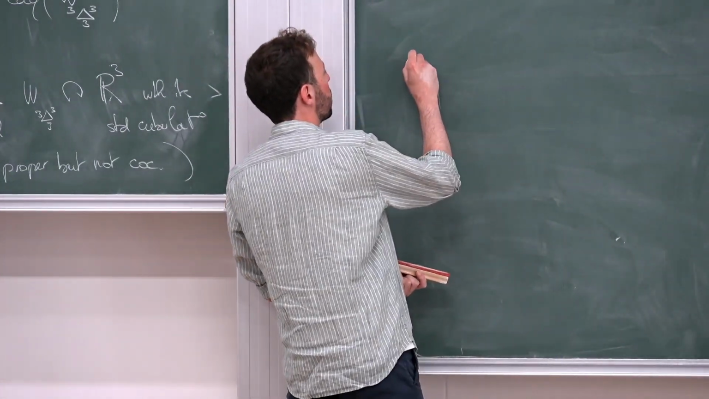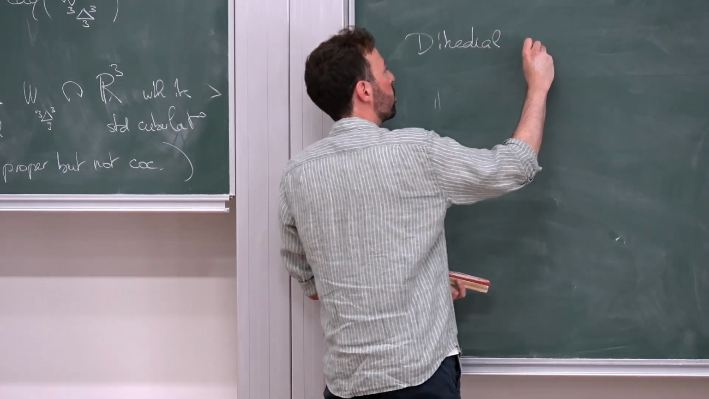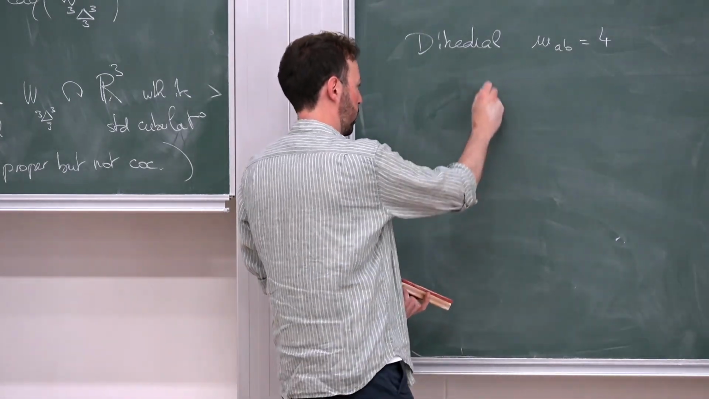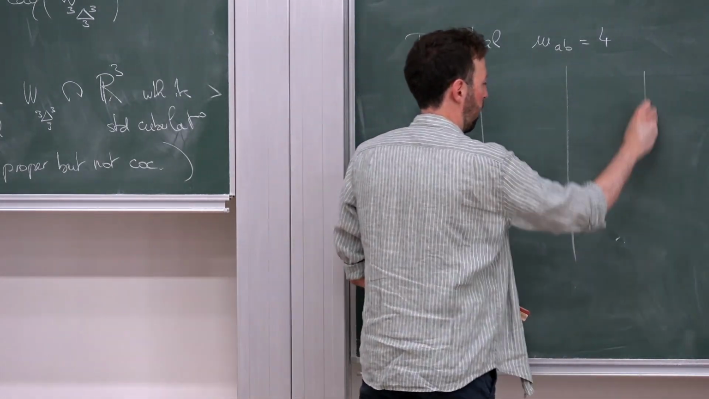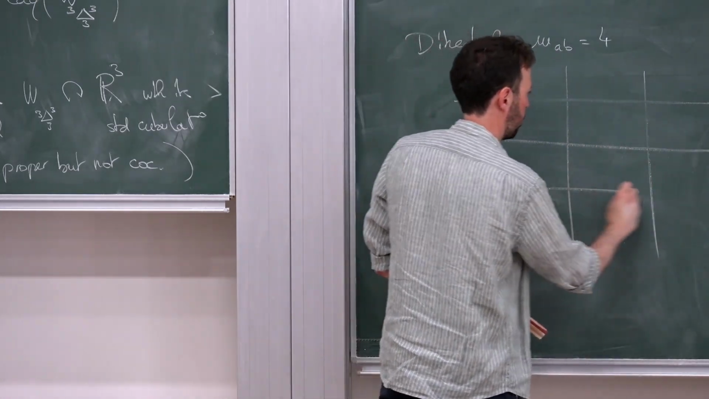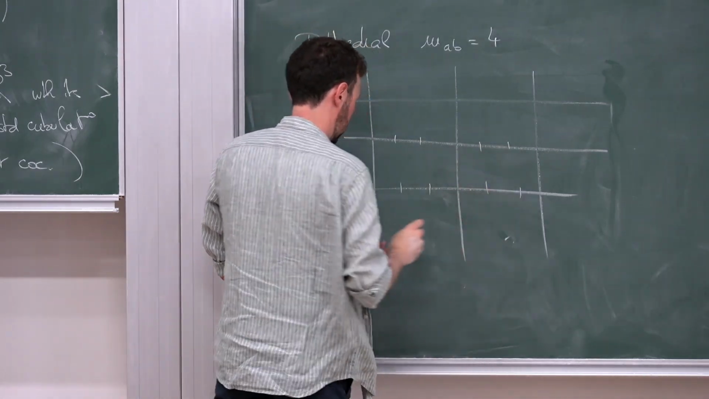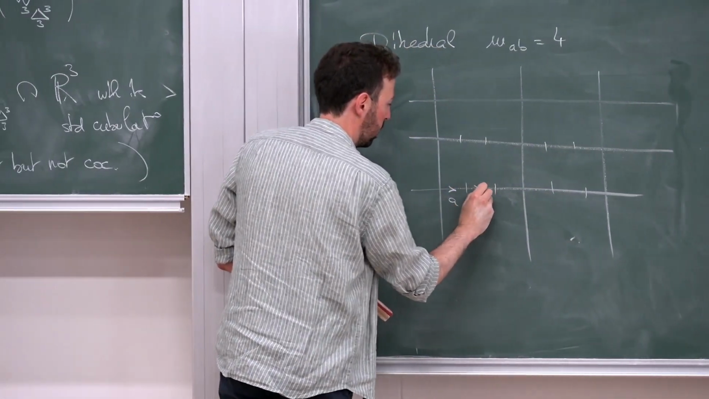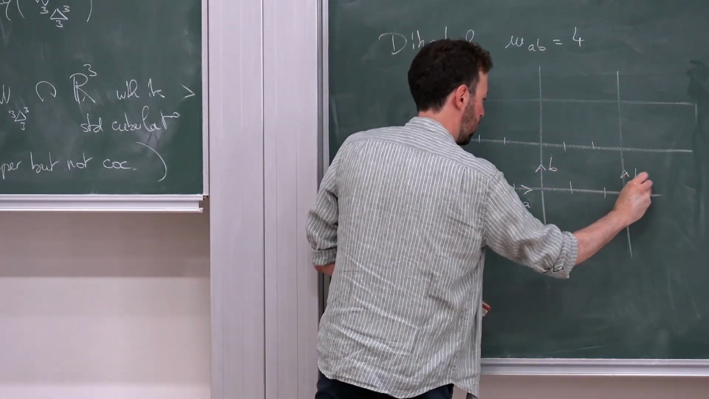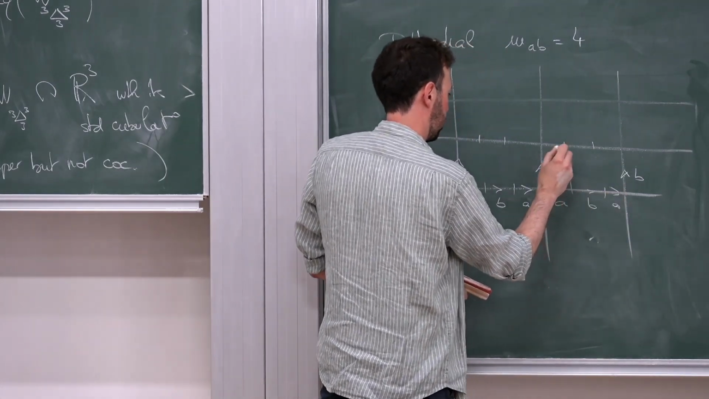Here's an example, even just for a dihedral Artin group on two generators with m_AB equal to 4. Inside the Cayley graph, you're going to see Euclidean planes. I'm just going to draw a tiny portion, where we've got A, B, A, B, B, B, etc. A, B, A, etc.